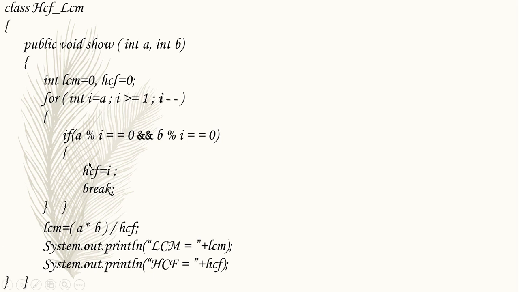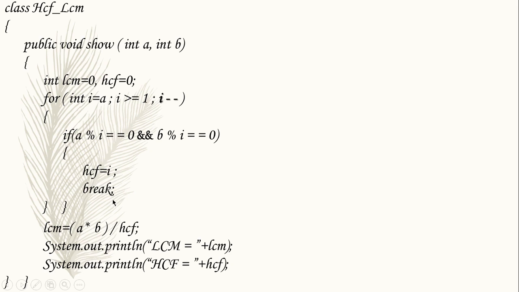So I am proceeding in a descending order, and what I am doing here is that I am checking whether this generated number is dividing both my number a and b. So if it is, then that will be my highest value, highest common factor. So I am storing that in my HCF, and then the break keyword is there.